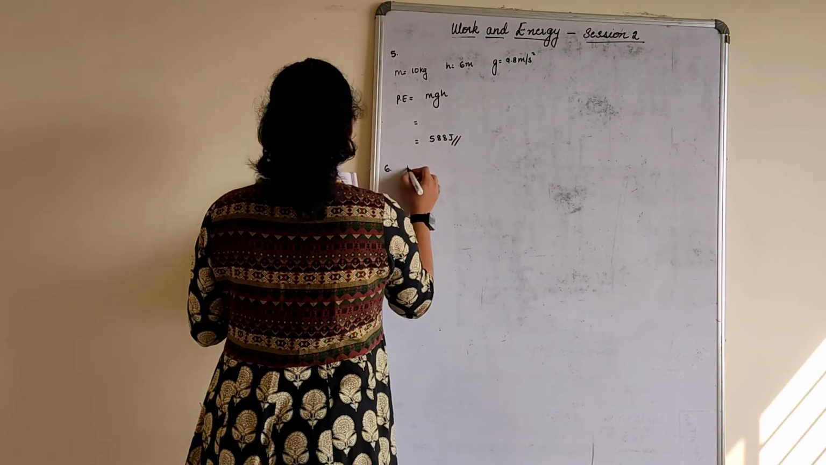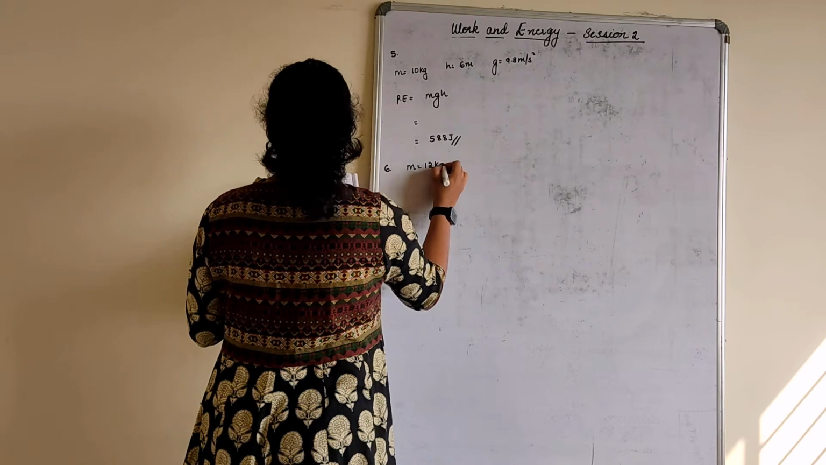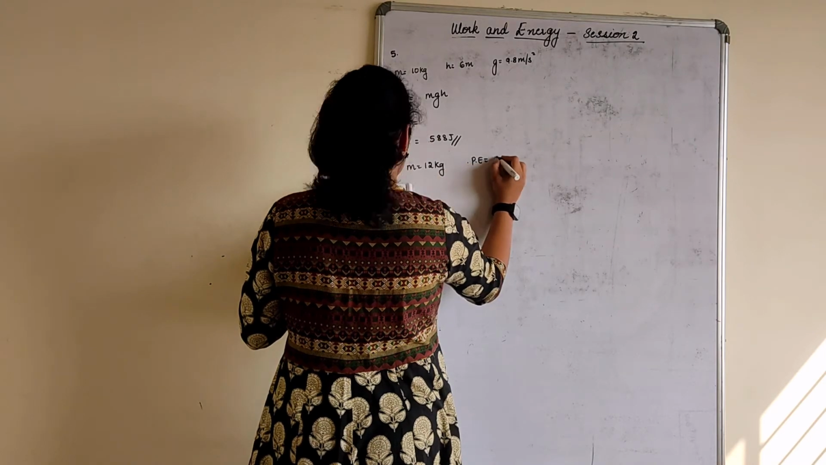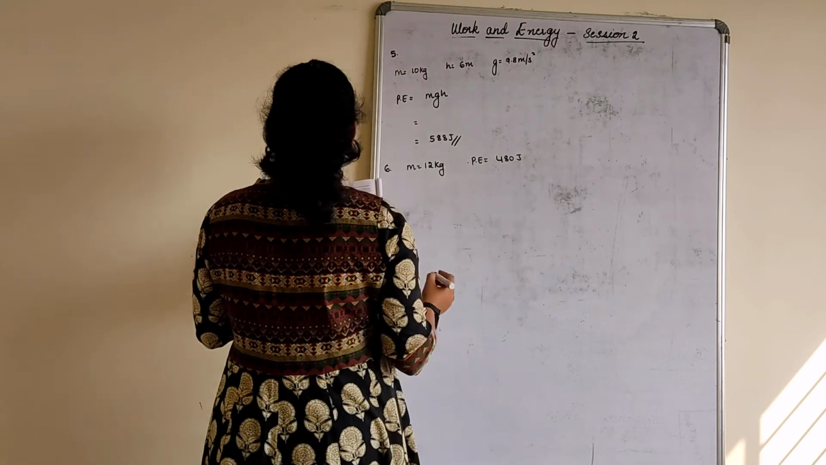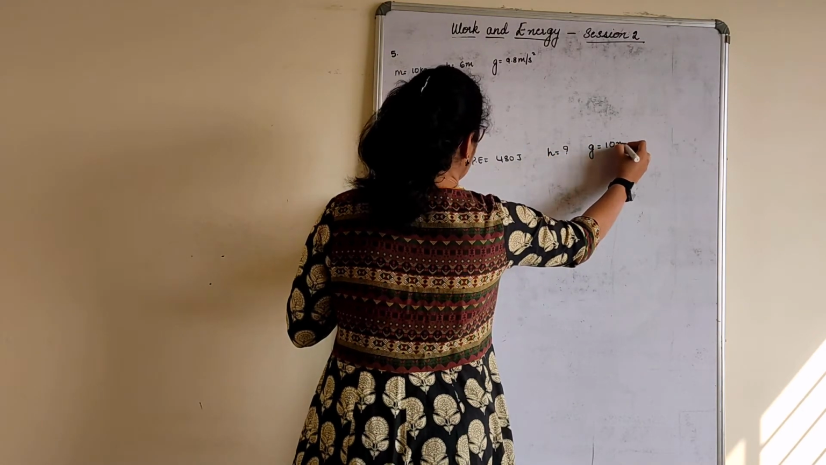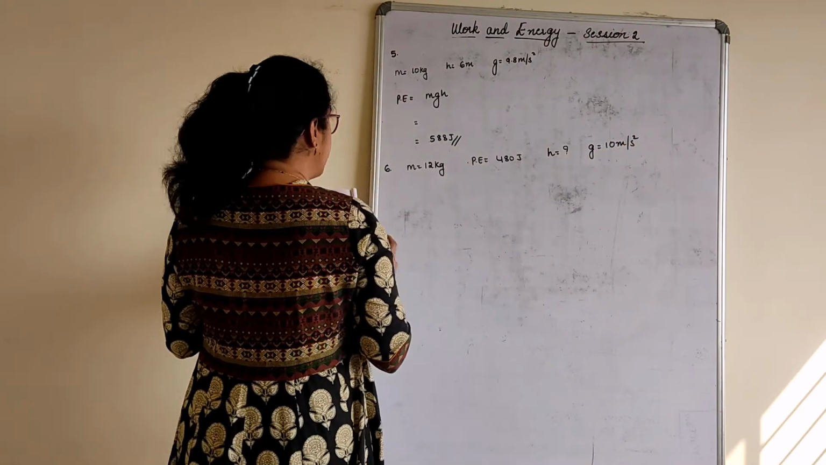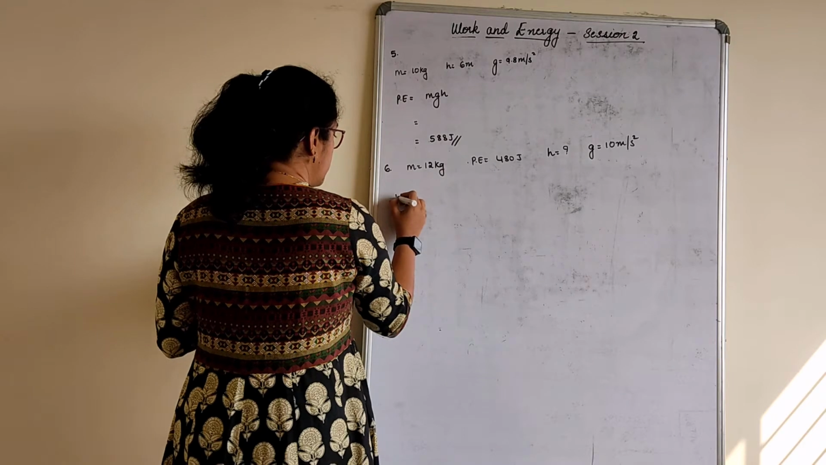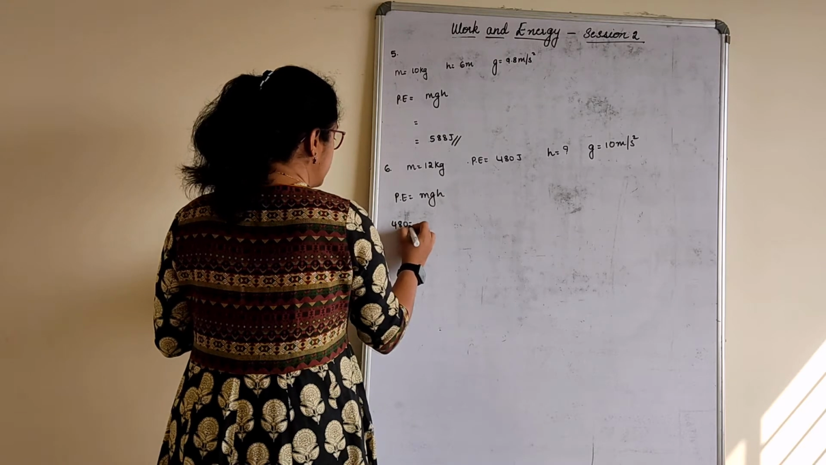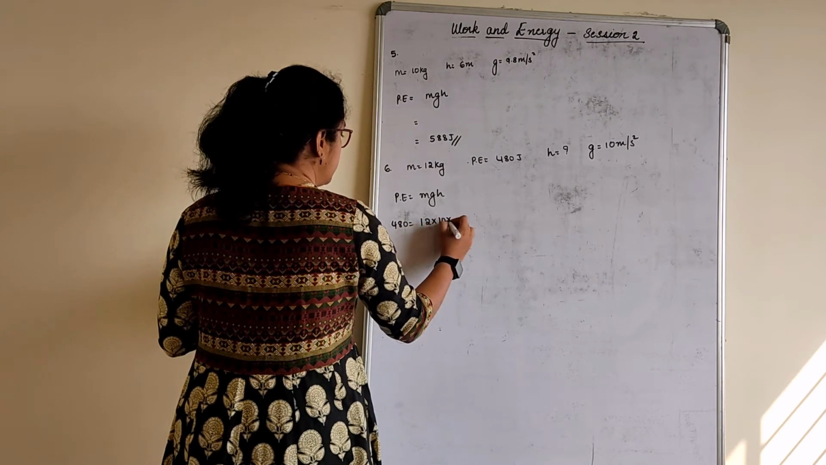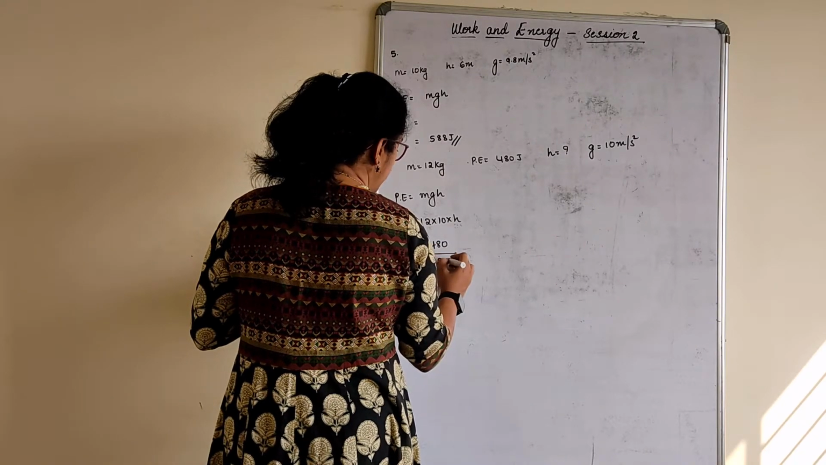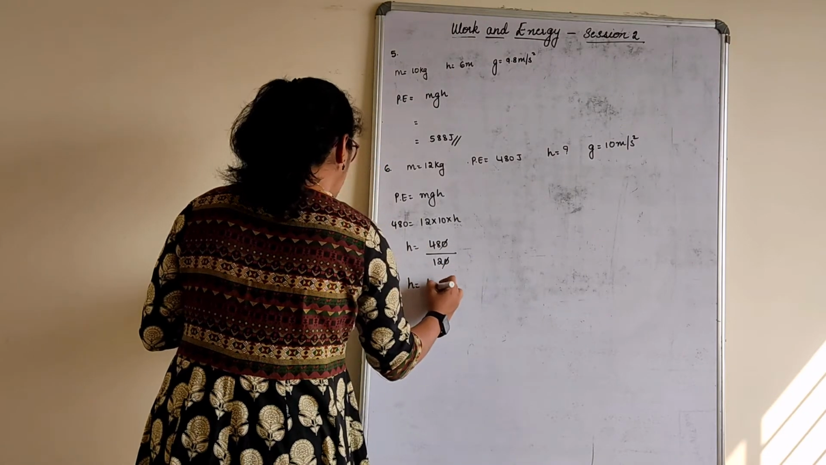Sixth one, an object of mass 12 kg is at a certain height above the ground. If the potential energy of the object is 480 joules, find at what height the object is there, where gravitational acceleration with respect to the ground is given as 10. So substitute, potential energy is equal to mgh, 480 is equal to 12 into 10 into h, h is equal to 480 divided by 120, h is equal to 4 meter.